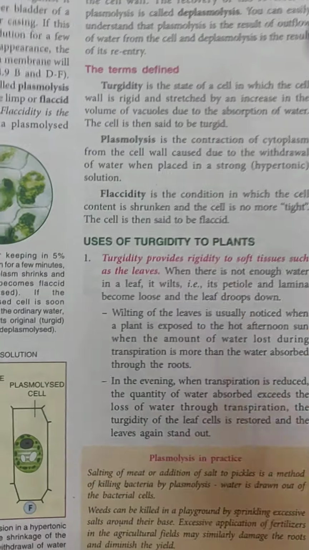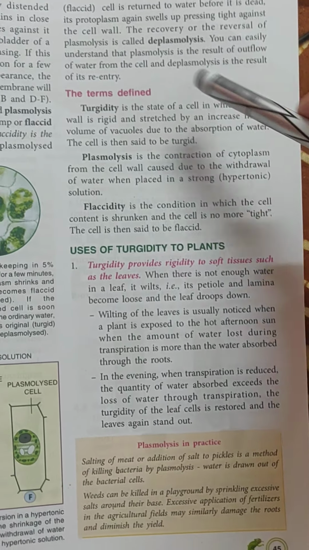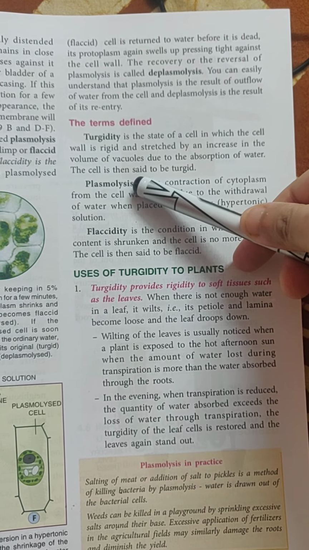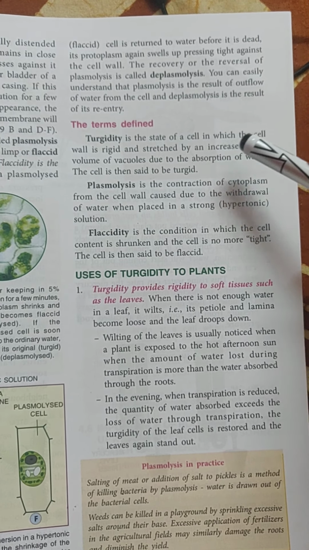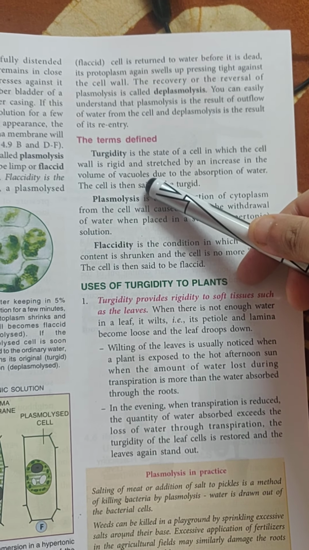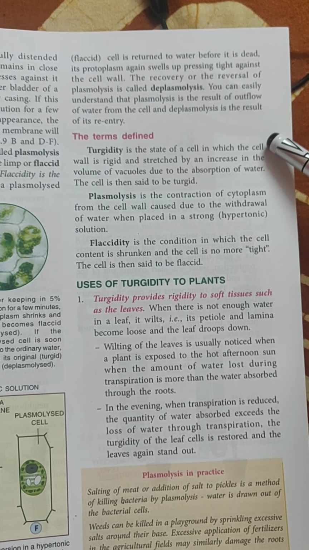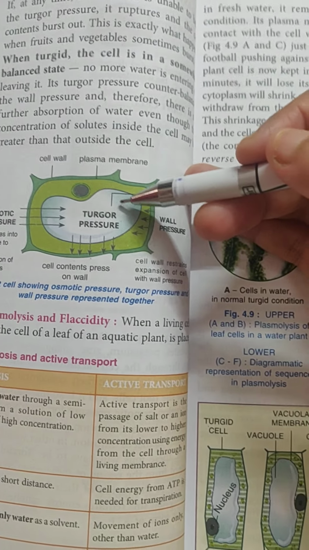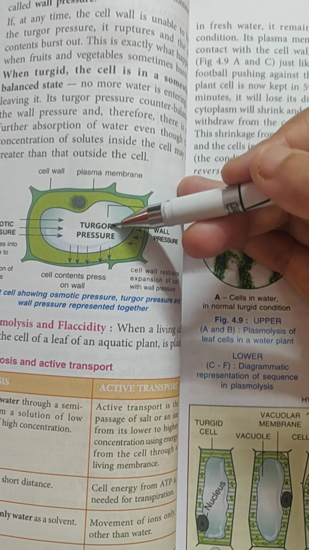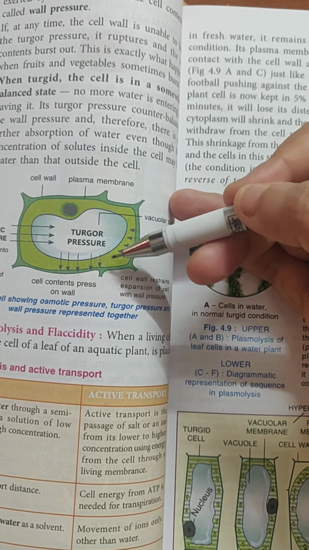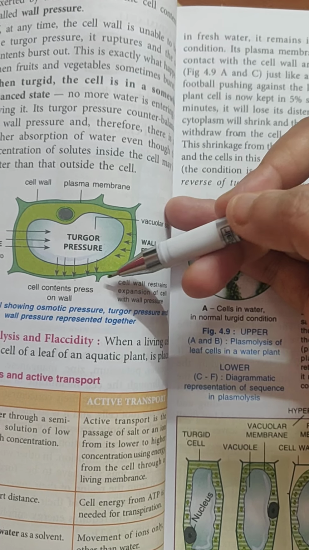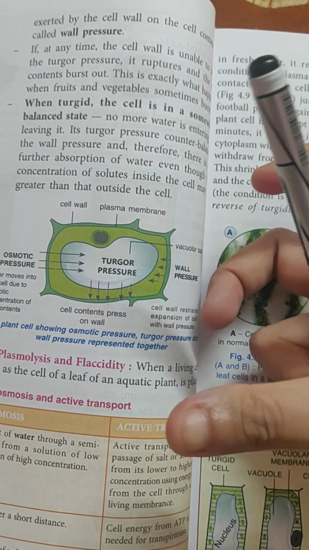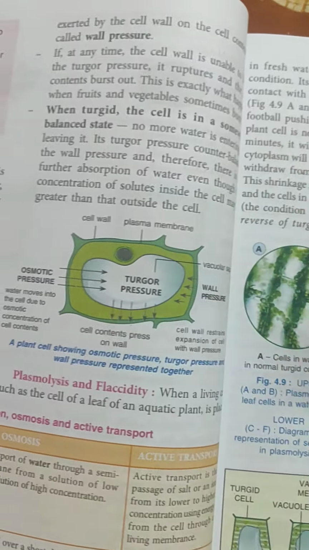Now, let us see the definitions. These definitions you have to memorize. Turgidity is the state of cell in which the cell wall is rigid and stretched by an increase in the volume of vacuoles due to absorption of water. The cell is then said to be turgid because the vacuoles' volume increases because water gets in here, and then they start pushing the cell contents towards the wall, and that's how the distended condition of the cell is reached, and that's what we call turgidity.